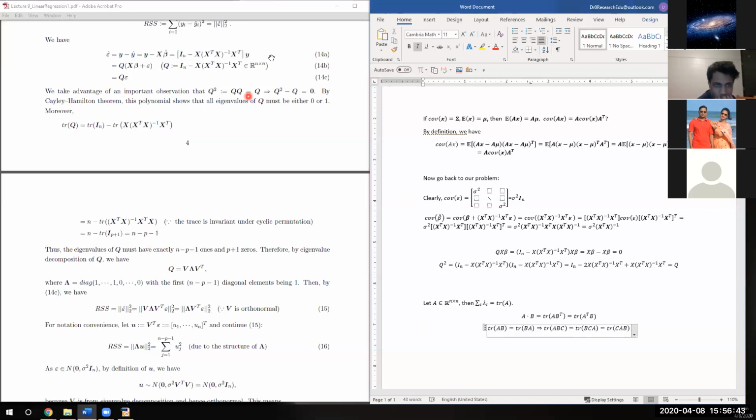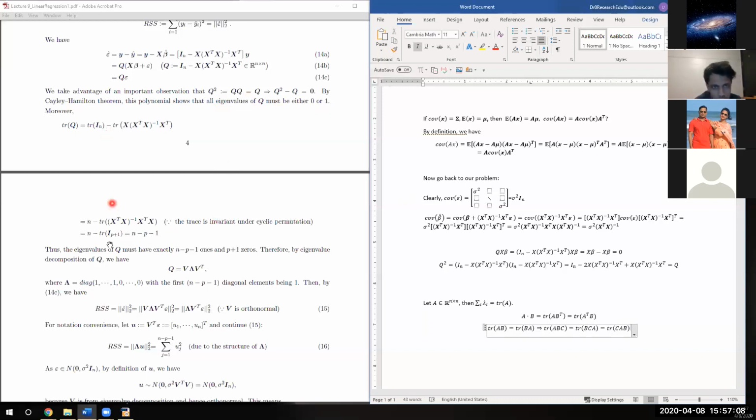Now you see what happened: the eigenvalues must all be either 0 or 1, and the sum of them must be n minus p minus 1. That tells you there's only one possibility: I must have exactly n minus p minus 1 ones, and all the others are 0. Right? This is the only possibility.